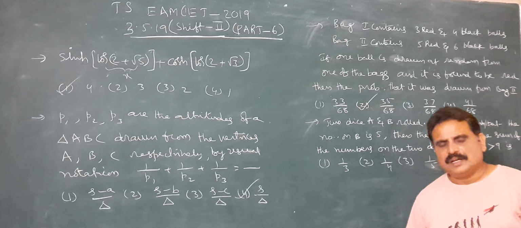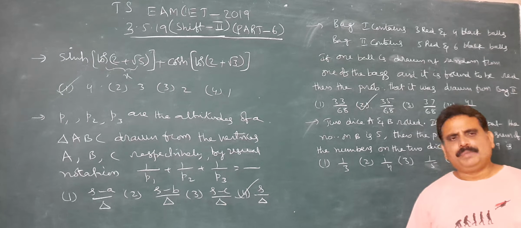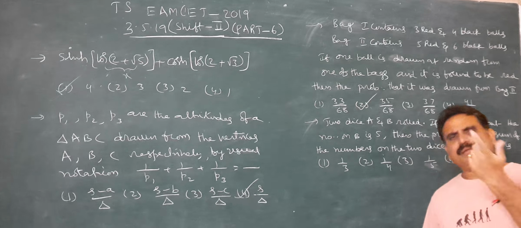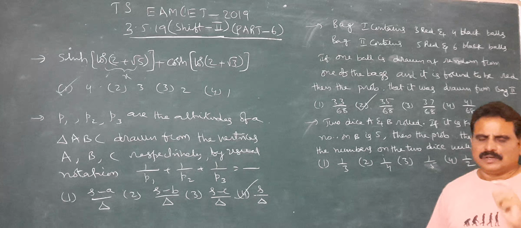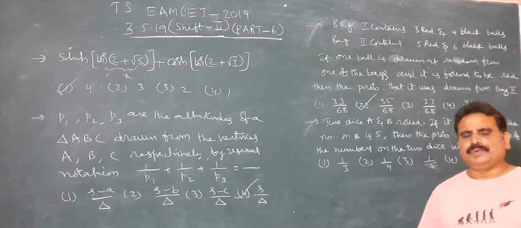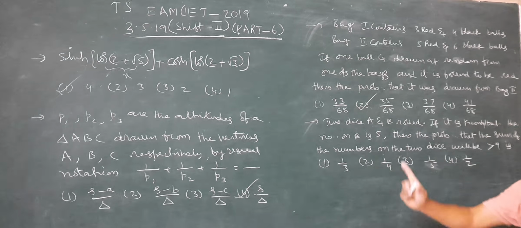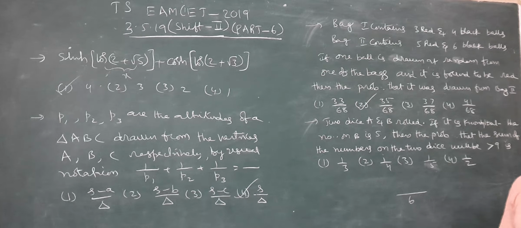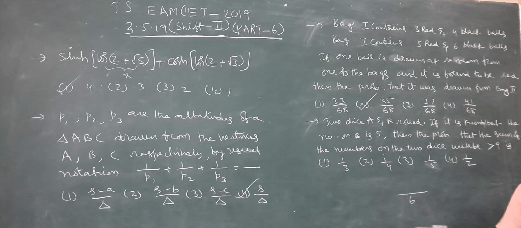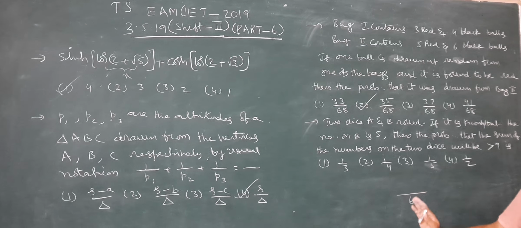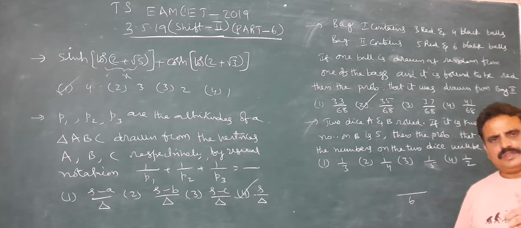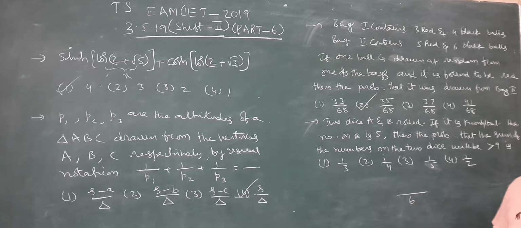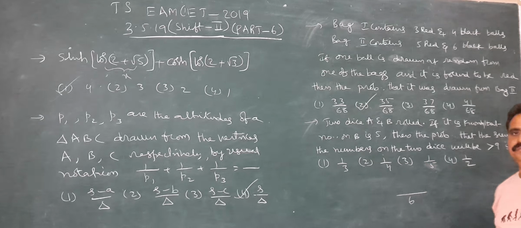What is the condition? B shows 5. That is fixed. A shows any number, 1, 2, like that. The possibilities are 6. The sample space is restricted. B shows 5, A shows any number: (1,5), (2,5), (3,5), (4,5), (5,5), (6,5). 6 numbers are there, 6 sample points according to the given condition.